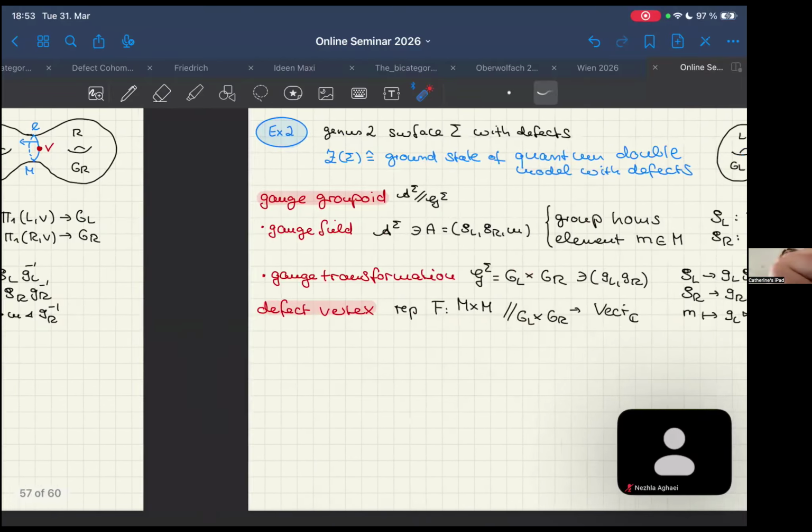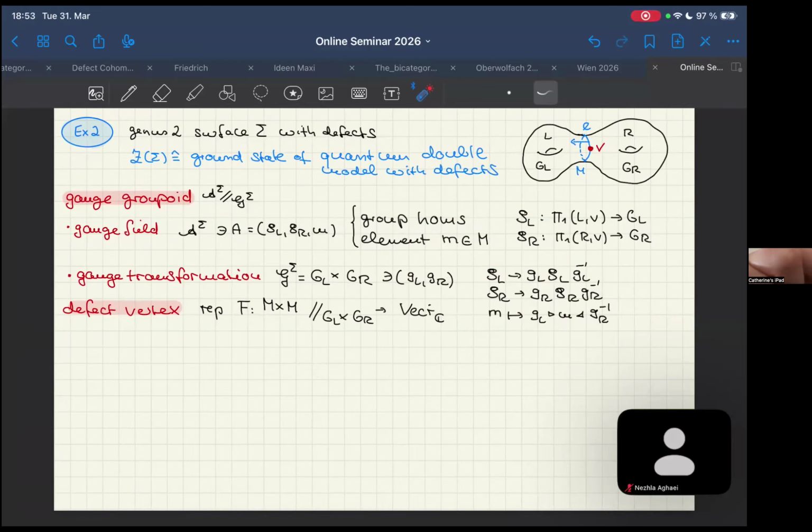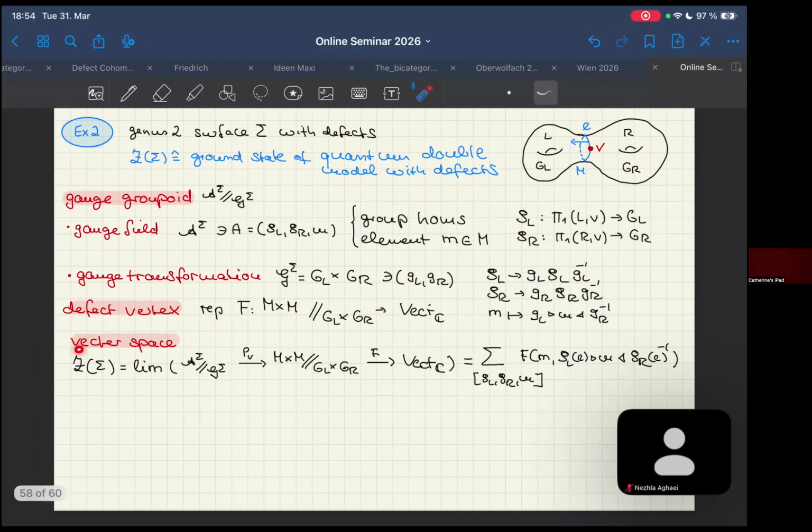Now to compute the vector space here, I would have to say which defect, which representation I put at the defect. So here I need a groupoid representation of this action groupoid: two copies of M for these edge ends and two copies of G for the left and right. And once I'm given such a representation, I can compute the vector space in a simple way without triangles. So how do I do this? Well, I have a projection functor from the gauge groupoid into this set.